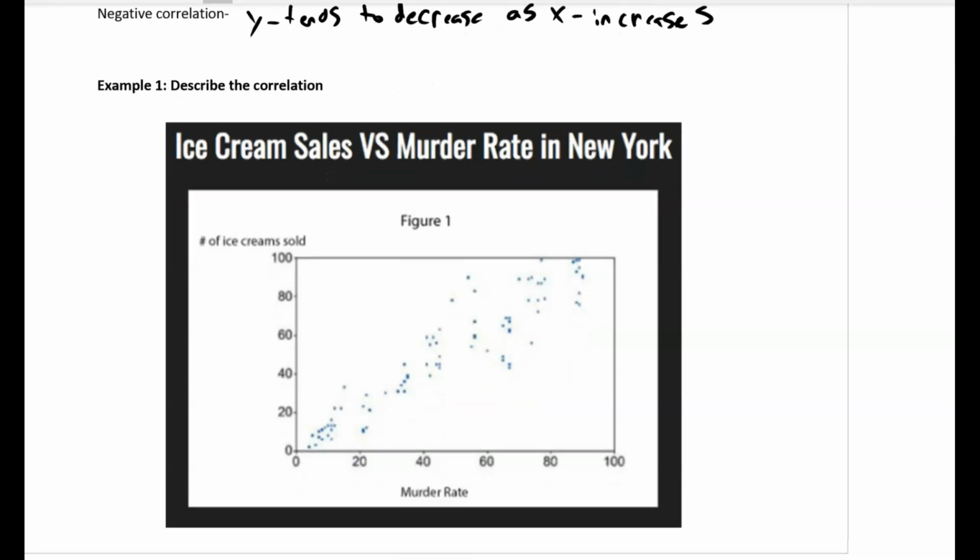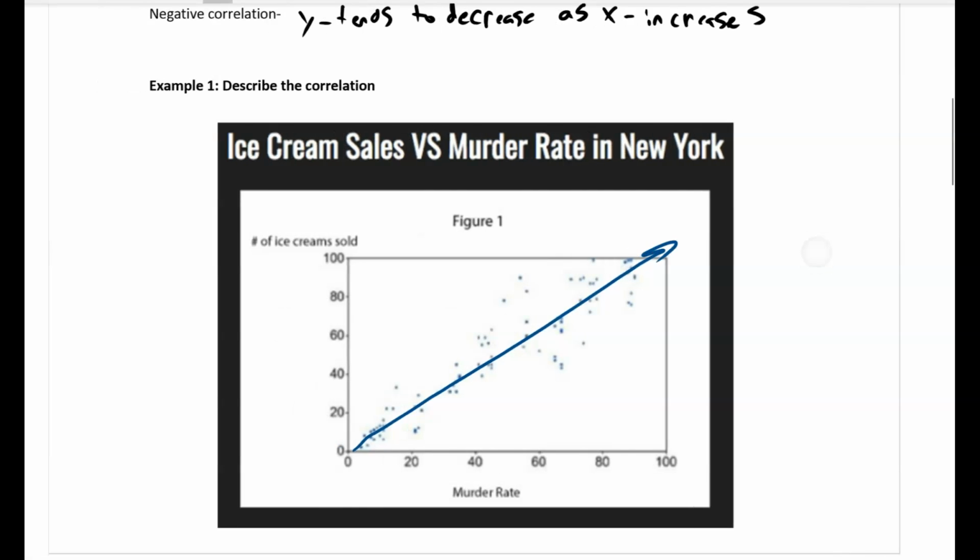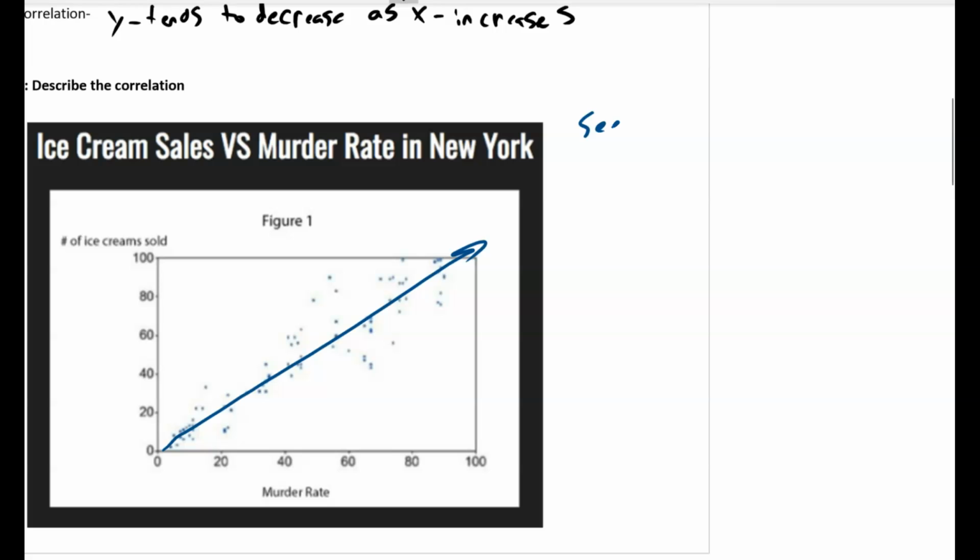So this is actually a pretty popular graph a couple years ago. We have the number of ice creams sold, that's our y value. We have the murder rate in New York. And what kind of correlation does it seem to be? Does it seem to be positively correlated, negatively correlated, or no correlation? And if you were to draw a line here, it probably looks something like this, right? Okay, it seems to have positive correlation, right?